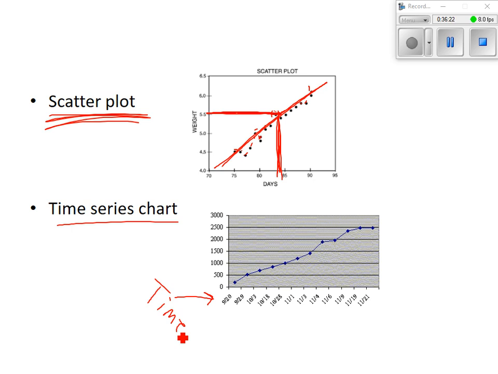So it always has time along that bottom. So if you wanted to figure out for 11.3, you can figure that it was about 1,250, whatever this chart shows.